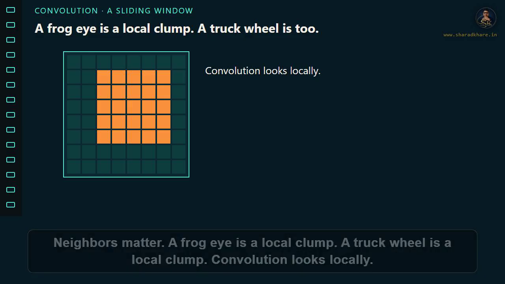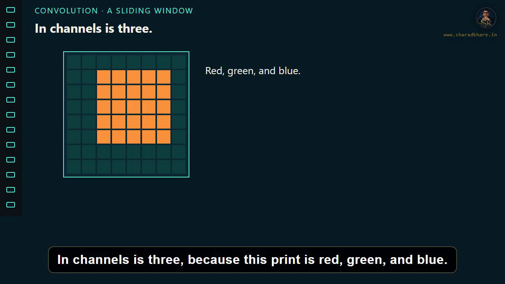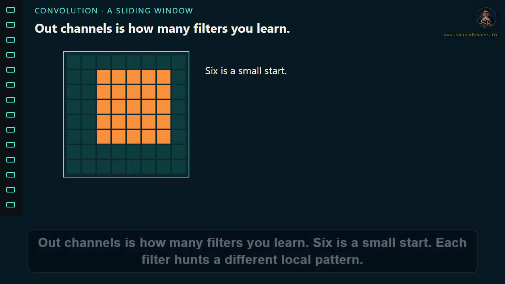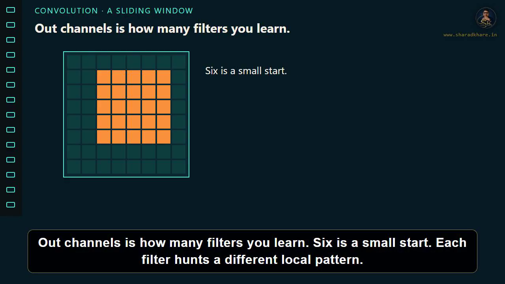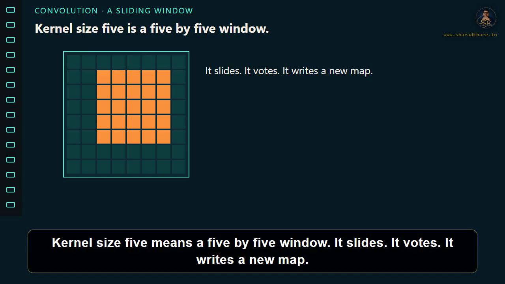Convolution looks locally. Conv2d needs in channels, out channels, and kernel size. In channels is 3 because this print is red, green, and blue. Out channels is how many filters you learn. 6 is a small start. Each filter hunts a different local pattern. Kernel size 5 means a 5 by 5 window. It slides, it votes, it writes a new map.